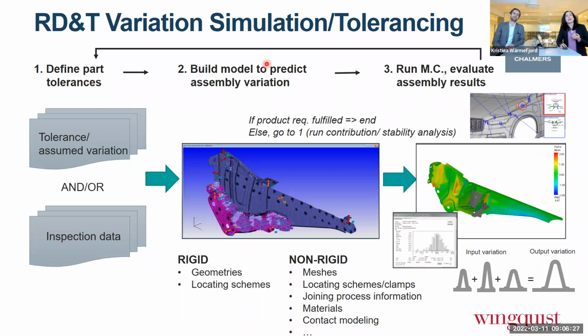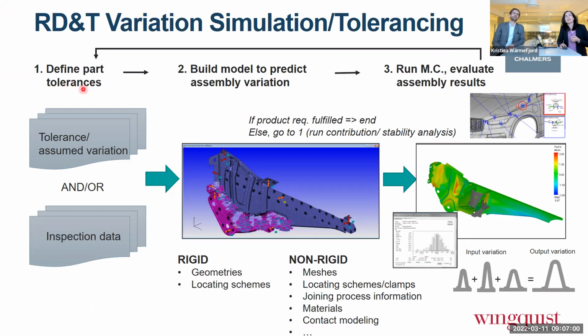Then we build a simulation model in step 2 to predict this assembly variation. In step 3, we use this assembly model. We run Monte Carlo simulation. So we sample from the tolerances that we have on the parts, and we evaluate the result on the assembly. So we get a distribution of the variation on assembly by doing this. If we then fulfill our requirements, everything is fine. If we do not fulfill the requirements, we need to change something and iterate here.